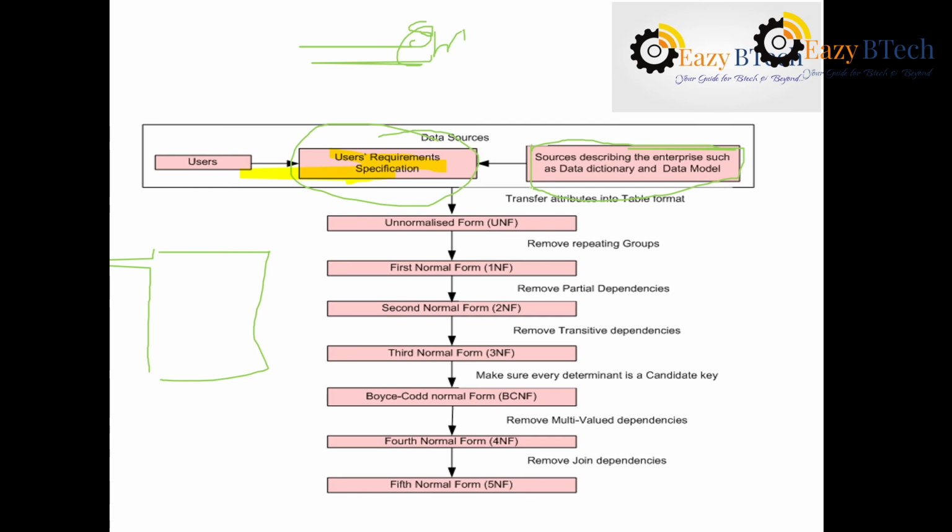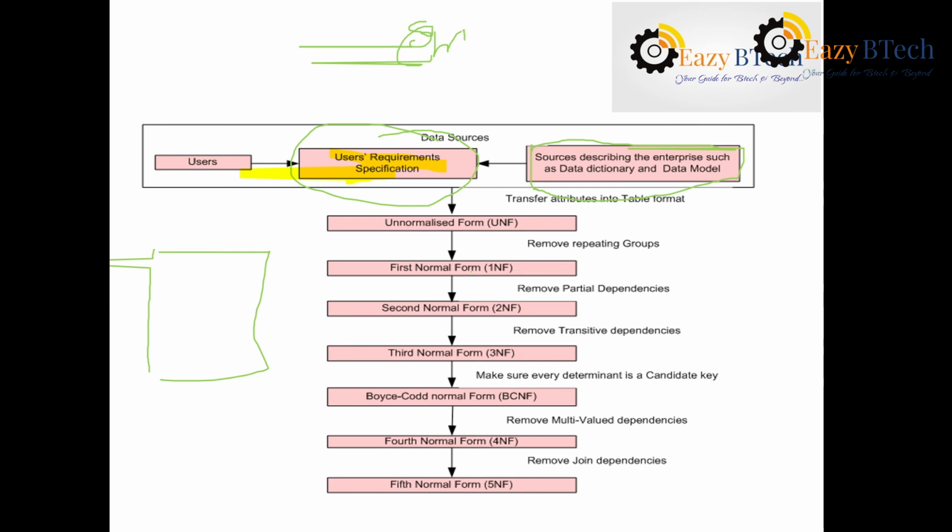Okay, these are the models. Based on the model, you can check. Once you have selected that model, you have to transfer the attributes into a table format. Then this is the unnormalized format, UNF, which means without normal form.